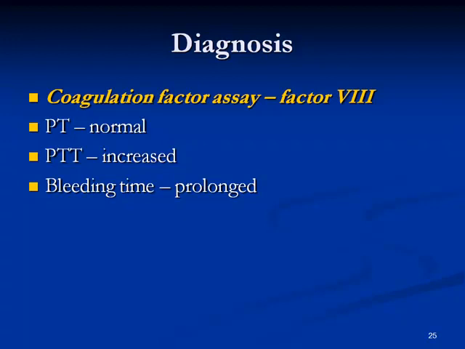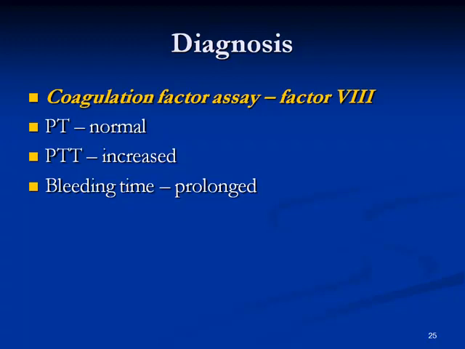So for diagnosis, the best thing is to measure the level of factor VIII and see what that level is. And obviously we'll see that it's decreased. Now, because of where the clotting cascade is affected, the prothrombin time in these patients is normal. But the PTT, the partial thromboplastin time, is increased. And then the bleeding time, which is another test that's done, is prolonged.